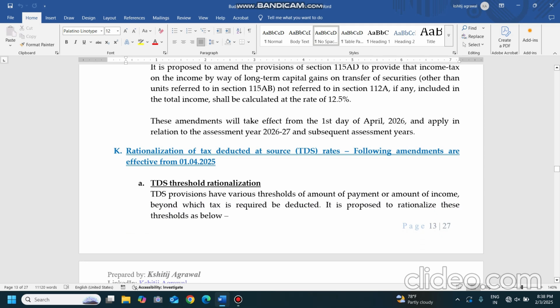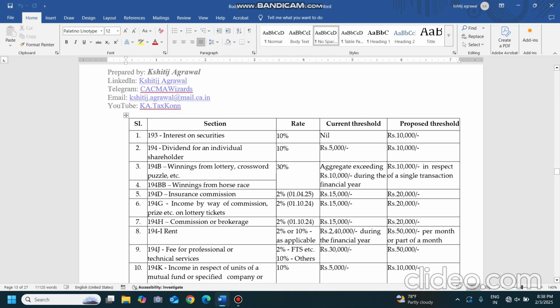Now coming to capital gains exemptions are done. Now coming to the TDS exemptions, or TDS rationalization, whatever is being done. In TDS, some rates have been changed and some thresholds have been changed. Rates were changed in Finance Act 24, wherever 5% was applicable, 2% is applicable now, with some effective dates. We'll go one by one for TDS sections.